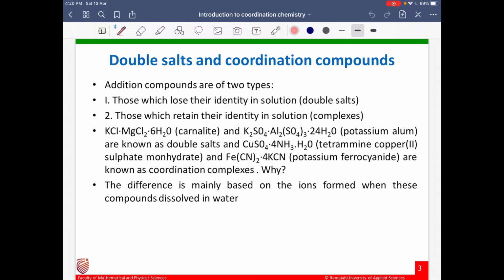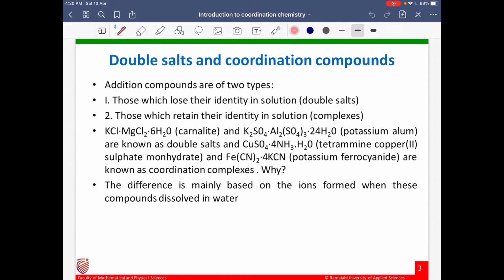Examples: KCl·MgCl2·6H2O, which is carnallite, and K2SO4·Al2(SO4)3·24H2O, alum, are known as double salts. [Cu(NH3)4]SO4·H2O, tetraamminecopper(II) sulfate monohydrate, and Fe(CN)2·4KCN, potassium ferrocyanide, are known as coordination complexes. Why? The difference is mainly based on the ions formed when these compounds dissolve in water.